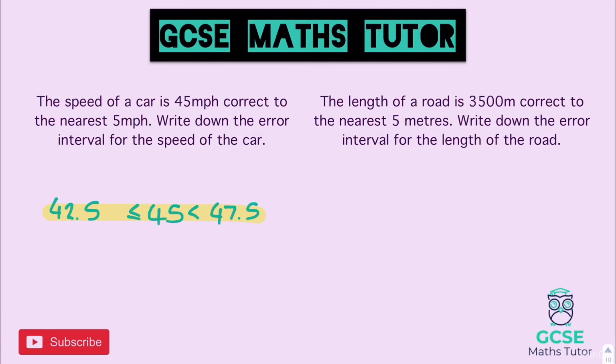On to the next one, we've got 3,500 correct to the nearest 5, so 3,500 in the middle, and again it's just adding 2.5 on, so 3,502.5, and on the lower one 3,497.5. There you go, you just got to be a little bit careful with those ones, and there's our final answer.